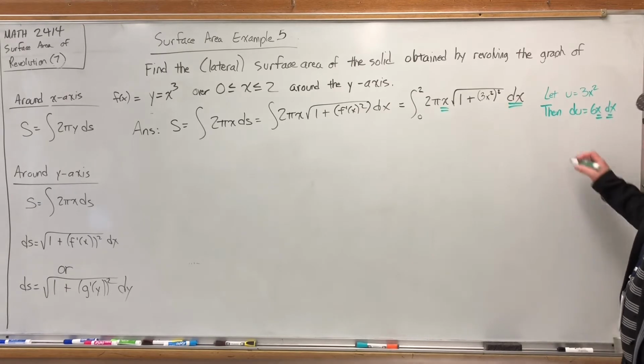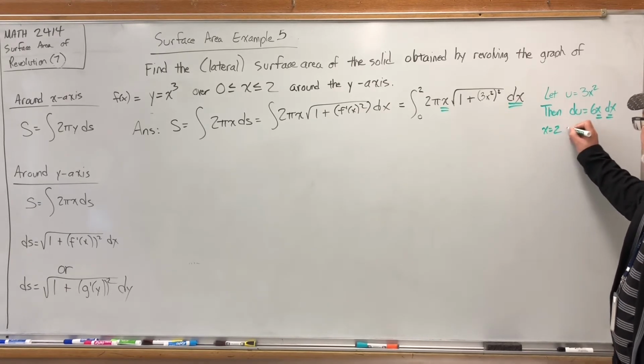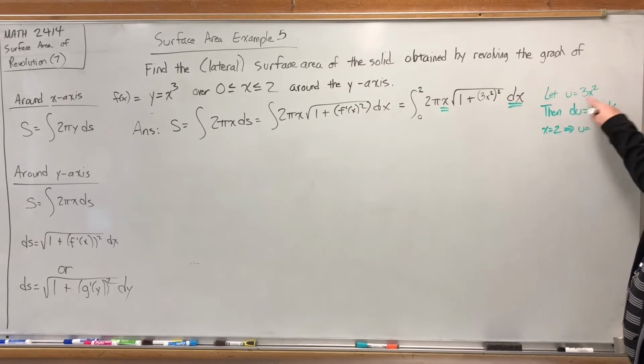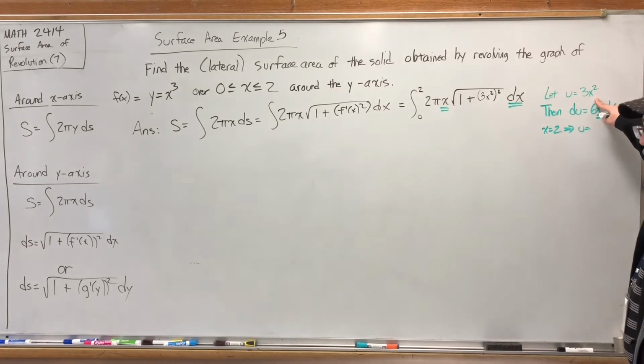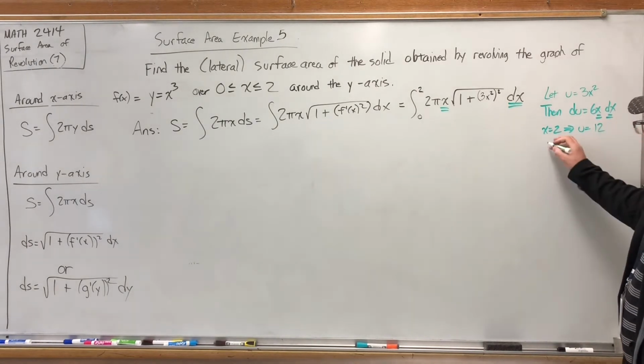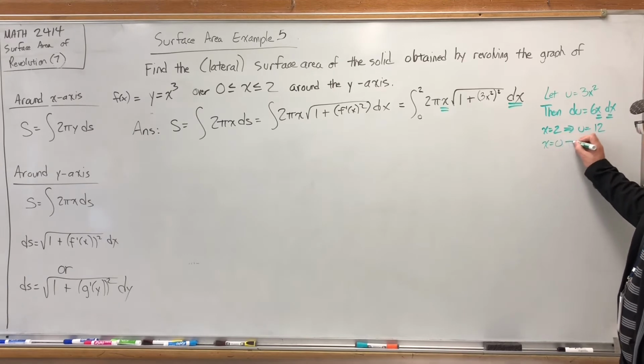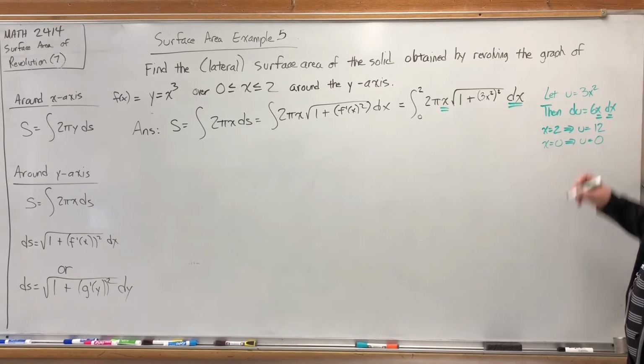Let's go ahead and change the limits of integration. x equals 2 implies that u is equal to 3 times 2 squared. 2 squared is 4, 4 times 3 is 12. And x equals 0 implies that u is equal to 0. That should be pretty obvious.